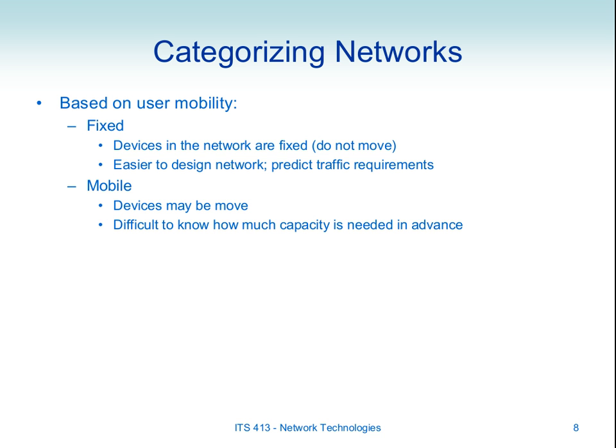Okay, so the problem with mobile networks is it's difficult to predict the number of users and therefore the amount of data that's going to be sent through the network and what capacity is needed to carry that data. So it's harder to design mobile networks than fixed networks. Of course, the advantage of mobile networks is that we can move.